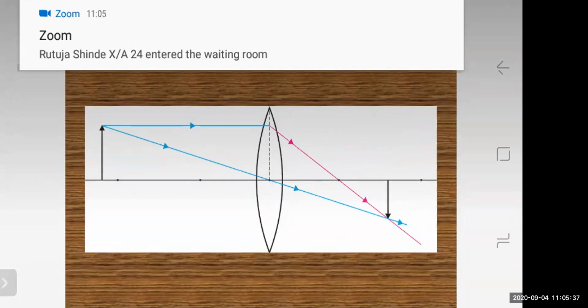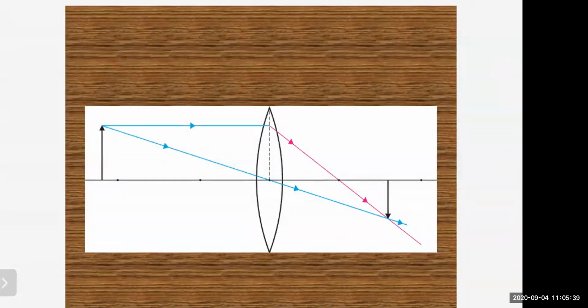Okay, now here we have used a convex lens. You can say that a real image is formed by a convex lens. So certain rules have to be followed here, right? First of all, when the incident ray is parallel to the principal axis, the refracted ray passes through the principal focus.